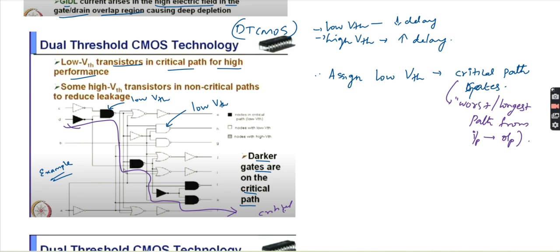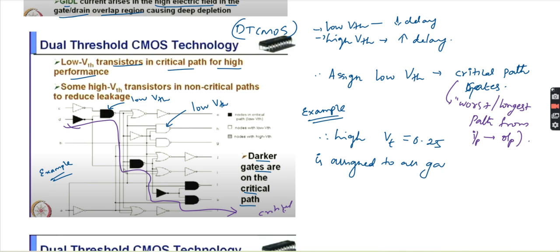Now when you do it this way, for the rest of the gates you have to use the high VT. Let me take an example: the high VT, a threshold voltage of 0.25, is assigned to all the gates outside the critical path.